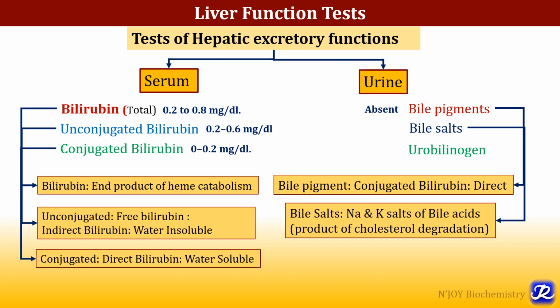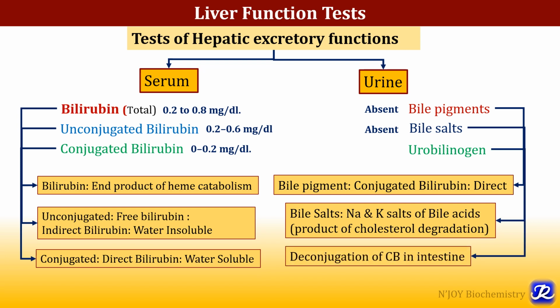Bile pigments and bile salts are different. Bile salts are products of cholesterol degradation. So never be confused between bile pigments and bile salts. Bile pigments are the end product of heme catabolism, while bile salts are products of cholesterol degradation. Normally bile salts are not excreted in the urine, and if they are present, they show some clinical condition. So normally they are absent.